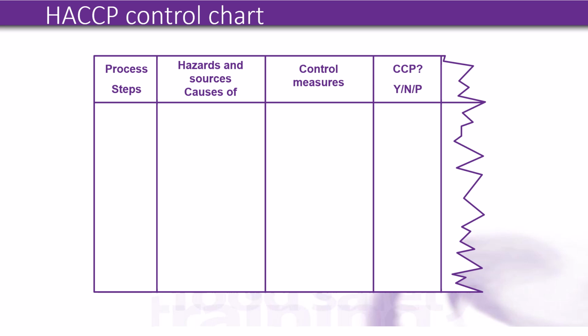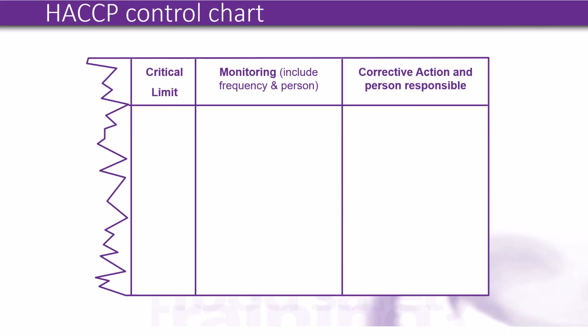This is an example of a HACCP control chart. That would be the start of the control chart, where you've got the process steps, hazards and sources and causes of them, and control measures. Is it a critical control point? Yes, no, or it might just be a control point. Then the other part, the end part, is critical limit, monitoring, including frequency and person, and corrective action and person responsible. Now, there will be examples of a completed HACCP control chart as I go through this course.